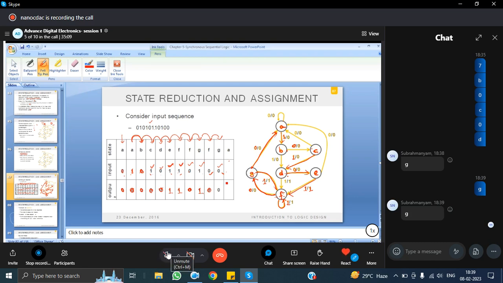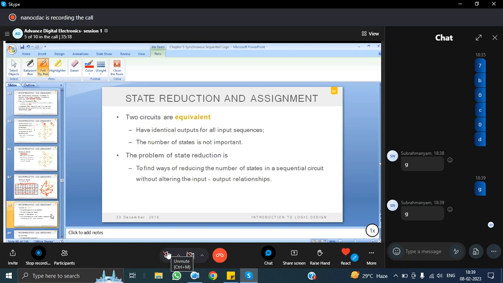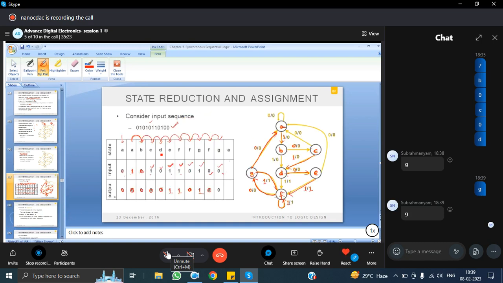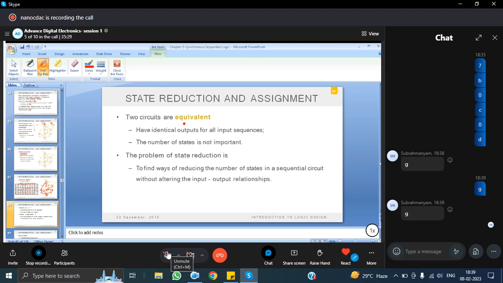So this way, according to the sequence, we have to generate this table. Just keep this in mind, since we have written it. So two circuits are equivalent. Two circuits are said to be equivalent if they have identical output for all input sequences. The number of states is not important.